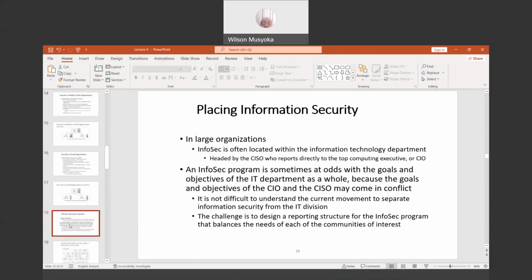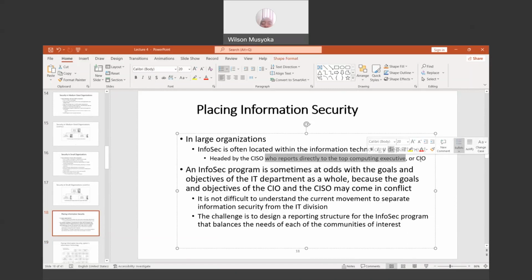So how do we place this information security? In terms of a large organization, the information security policy is going to be headed by the chief information security officer. And within that department, this person is going to report directly to the top, or to the chief executive officer or the chief information officer.